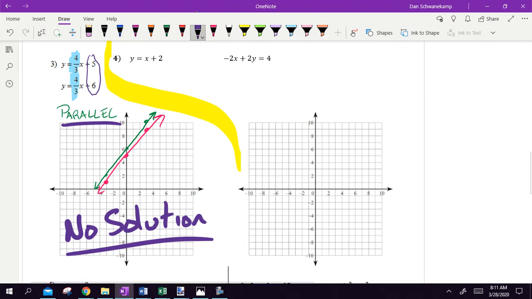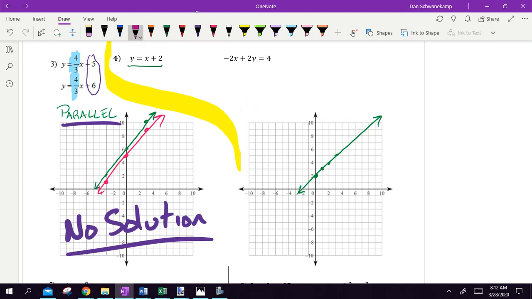Let's try number 4. When I saved it, this 4 got messed up a little bit, but that's fine. Y equals x plus 2. So I'm going to start at positive 2. Up 1 over 1, up 1 over 1, up 1 over 1. There is that slope right there. Not perfect, but we did our best.